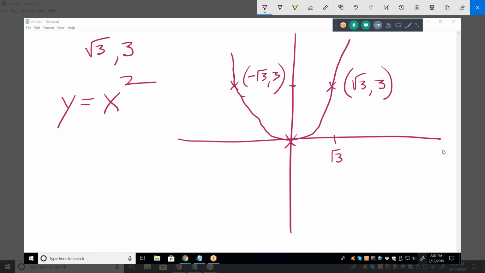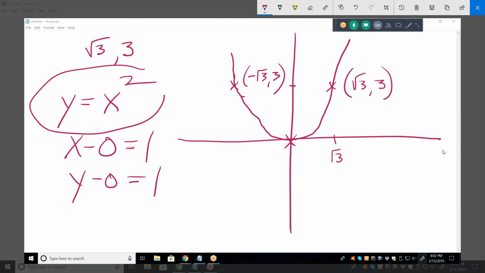The answer is x minus 0 equals 1, and then y minus 0 equals 1. What the heck does that mean? Their question was to write an equation, right? Yeah, the answer is x minus 0 equals 1, and then in parentheses, y minus 0.